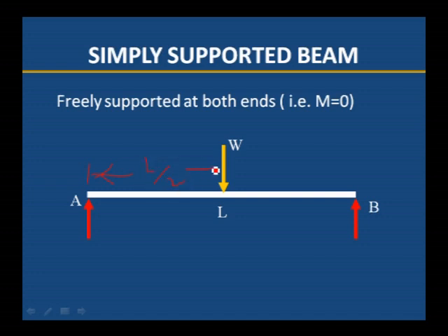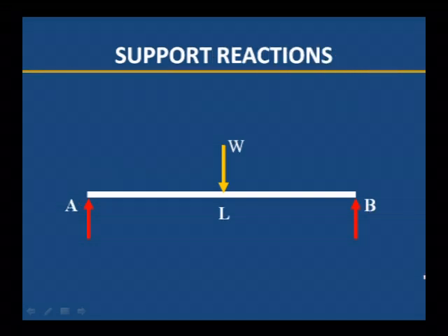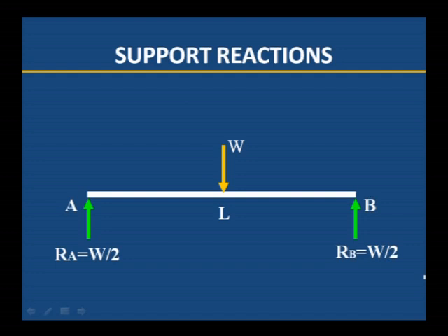When the load is acting at the center, then to calculate the support reactions, because it is symmetrical loading, we can divide that load by 2, that is the reaction at A and B. That means whatever the downward force acting must be equal to the upward forces. Here the upward forces are at support A and support B, and the downward force is W. The reactions at A and B, which we call RA and RB, are W by 2. This is RB, W by 2, and RA, W by 2.